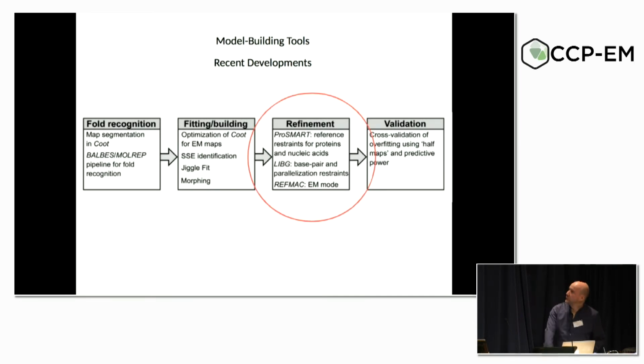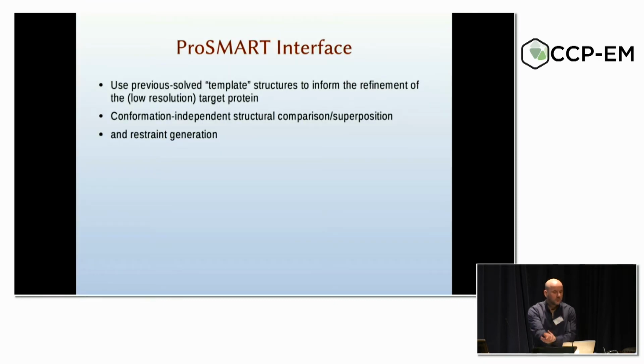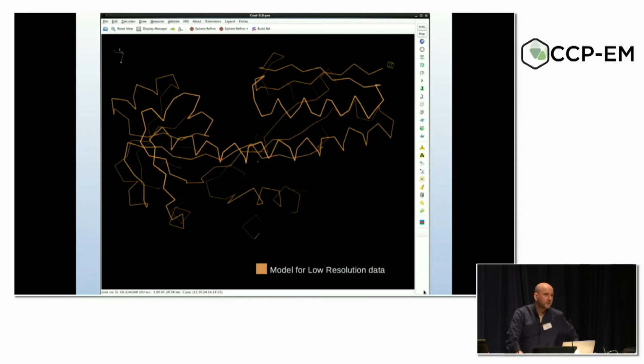Now we'll talk about refinement, and the way refinement has been improved is by using prior knowledge. So the tools for providing the prior knowledge were being developed in the lab already by Garib and his student and now postdoc Rob Nicholls. The program is called ProSMART. The idea being that we can use template distance information to provide stabilization in our refinements.